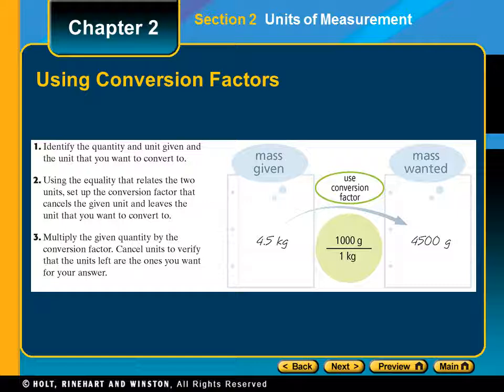You figure out the equality that relates the two units, which is kilograms to grams. You set up your conversion factor so that you cancel out the given unit and leave the unit you want. So in this case, it's 1,000 grams over 1 kilogram, so that you have kilograms on the top and kilograms on the bottom. They cancel out. Then you multiply and you carry your unit over to the answer. And so 4.5 times 1,000 is 4,500. You carried your unit over. It's grams.